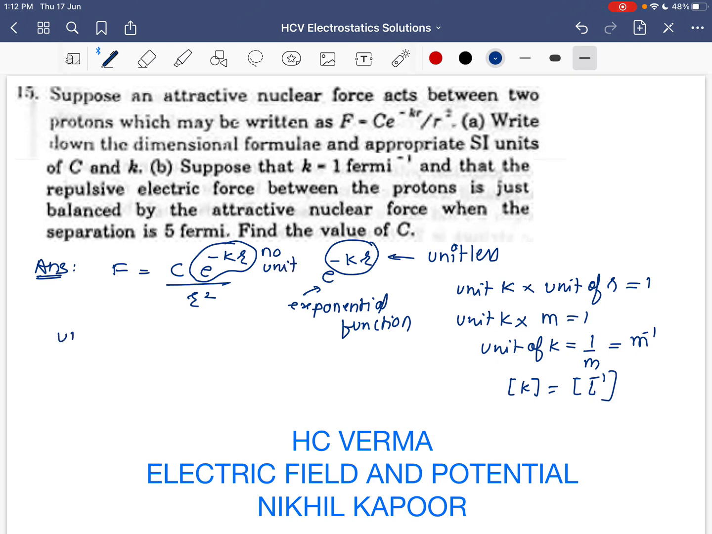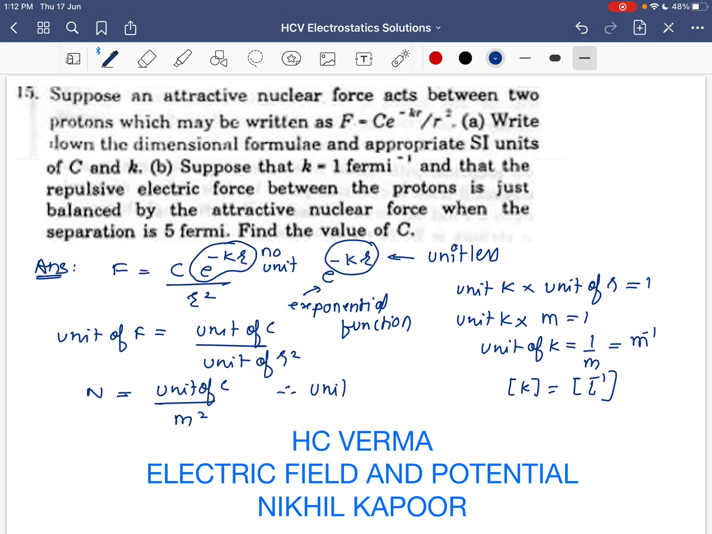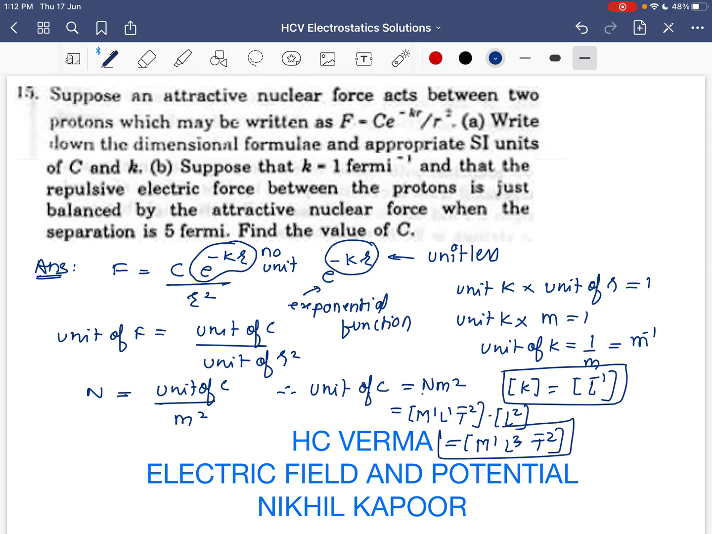So in that case, I can say the unit of F must be equal to unit of C upon unit of r square, where r is distance. Unit of F is Newton. Unit of C that we have to find, and unit of r square comes out to be meter square. So therefore the unit of C is Newton into meter square. The dimension for Newton is kg meter per second square, into for meter square it must be L^2. So that comes out to be M^1 L^3 T^-2. So these are the answer to the first part of this question.